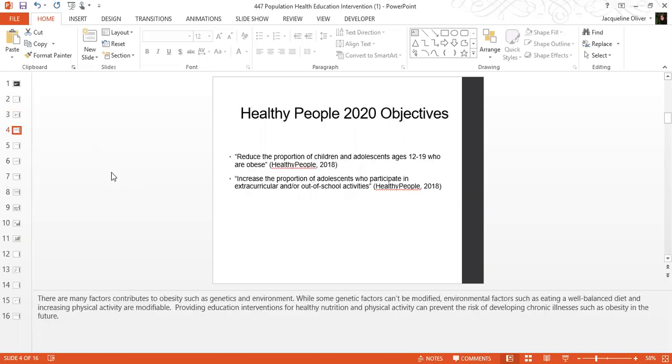My Healthy People 2020 objectives that my interventions are to meet are: reduce the proportion of children and adolescents ages 12 to 19 who are obese, and increase the proportion of adolescents who participate in extracurricular and or out of school activities. There are many factors of obesity, such as genetic factors, but these are environmental ones that can be modified.